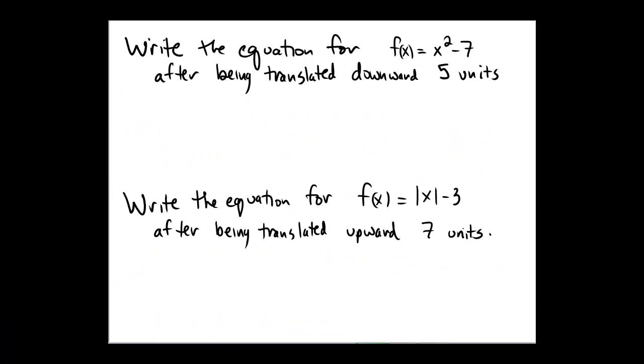Let's write the equation of a function after performing a functional transformation on it. For these problems, let's just deal with some vertical translations this time. Let's write the equation for f of x equals x squared minus 7 after being translated downward 5 units. The key is going to be which direction and how many units.